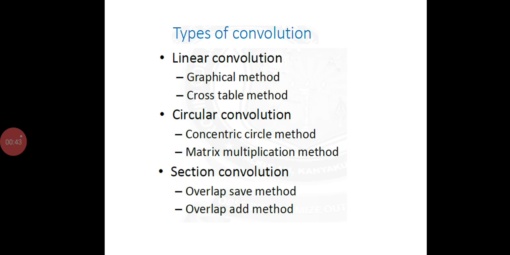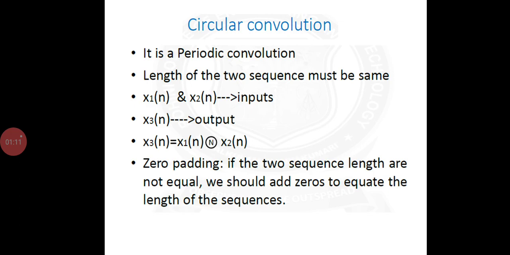There are types of convolution: linear convolution, circular convolution and section convolution. Linear convolution is broadly classified into the graphical method and the cross table method. Circular convolution is classified into the concentric circle method and the matrix multiplication method. Section convolution is divided into the overlap save method and the overlap add method.